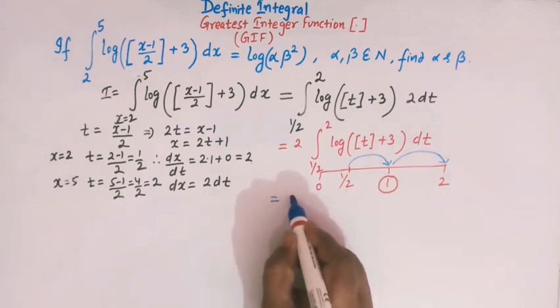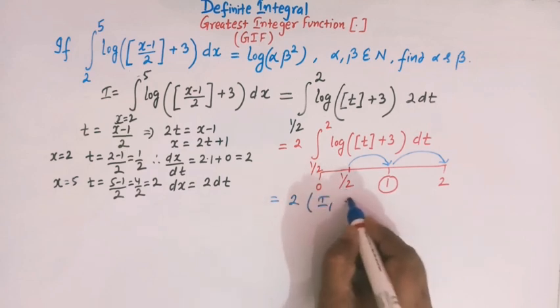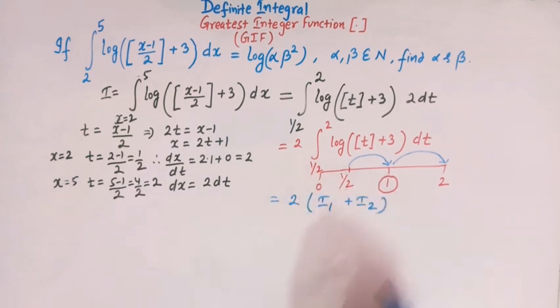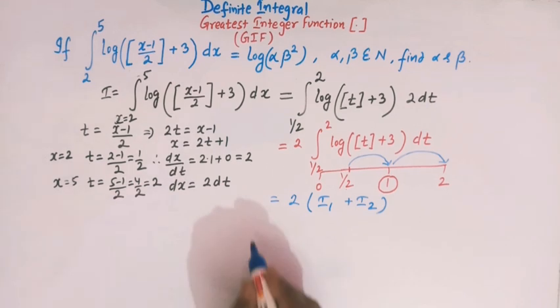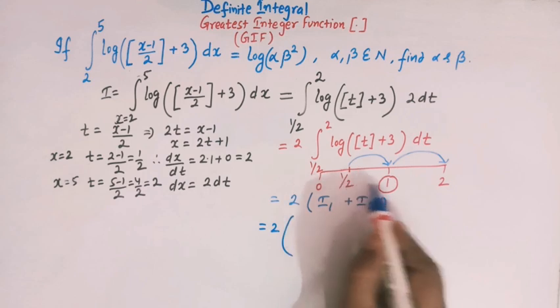So now we can write 2 times the two integrals I1 and I2. So now we can write I1 from half to 1.